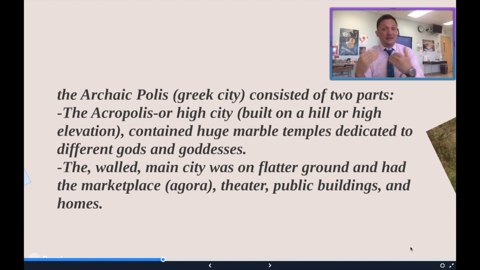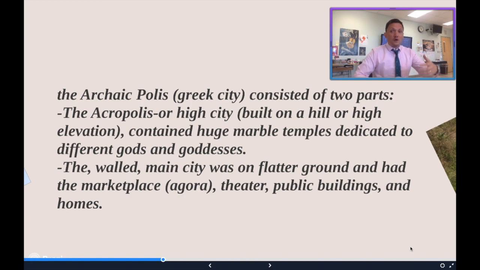The wall exists to protect from outsiders and invaders, and the main city is usually on flatter ground and is home to very important municipal buildings that they needed in these Greek city-states, right? The marketplace is a very important one, known as the agora, right? Highlight that, underline it, make it look like it's exploding. The agora is very important, all right?